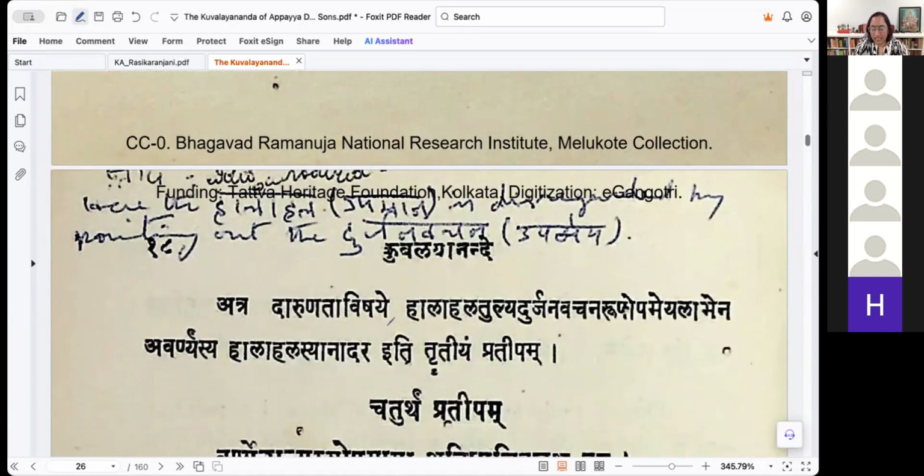So, atra darunata vishaye halahala tulya durjana vachana rupa upameya labhena. Now, what is our upamanam? The prasiddha upamanam is halahala visham. Darunata is the samana dharma that we are comparing the two with. So, darunata vishaye, in the matter of being terrible or cruel, durjana vachana rupa upameya labhena, because we have gotten an upameya in the form of durjana vachanam, in the form of the words of the wicked. Now those words are equal to halahala. Halahala tulya durjana vachana rupa upameya labhena, because we have gotten durjana vachanam, which is equal to, similar to halahalam in the matter of darunata. Avarnyasya, which is the upamanam, halahalasya, anadaraha, masma dripyaha iti uktva tatra anadaraha asti, halahalasya.